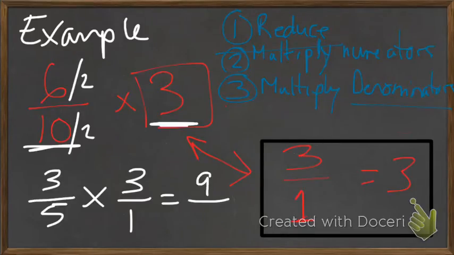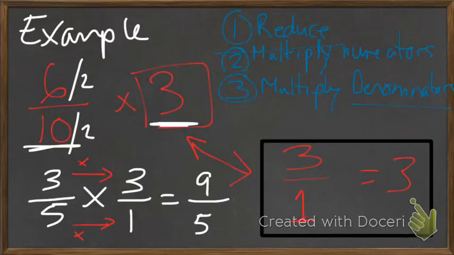So we've multiplied our numerators. We found that, I'll use red for that. 3 multiplied by 3 gives us 9. Now we have 5 multiplied by 1. Any number multiplied by 1 is the same number. So 9 over 5. So 9/5.